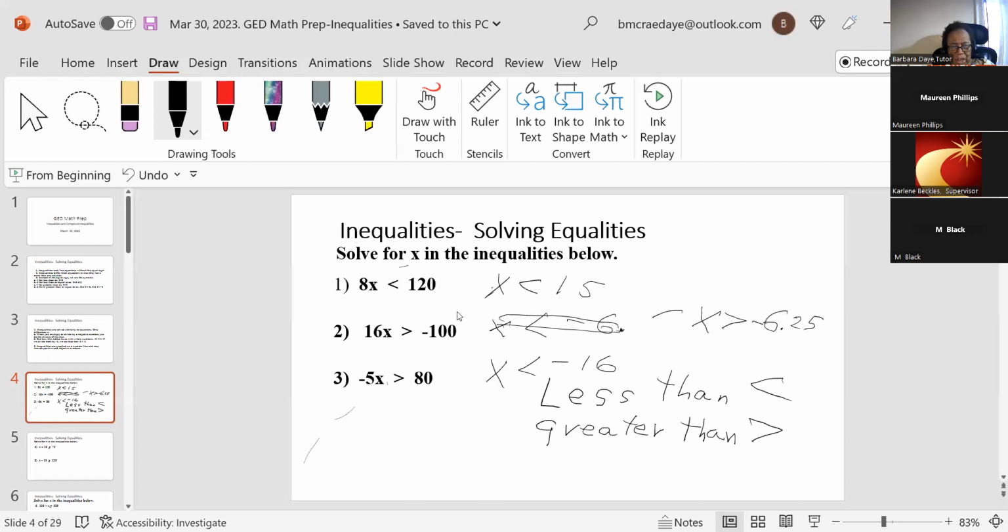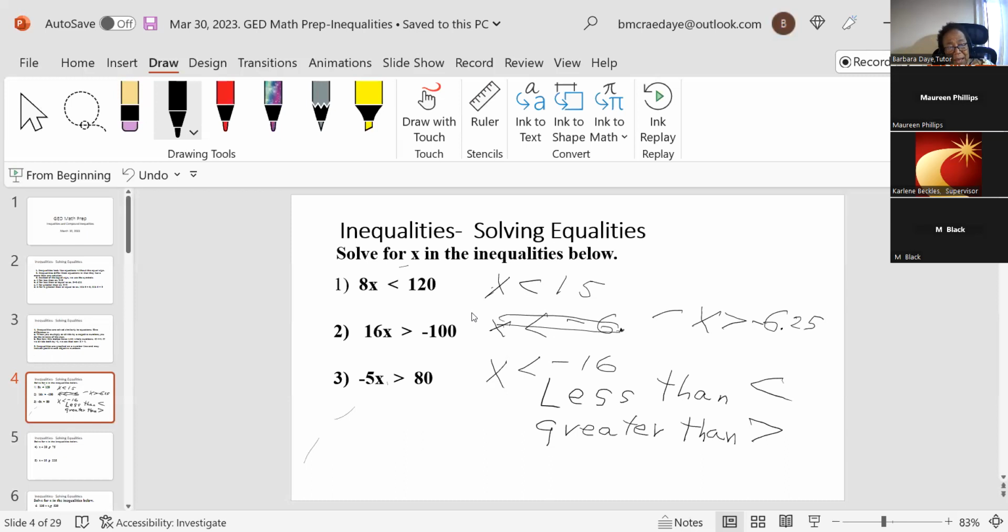Number two is x greater than negative 6.25. Is that what you had? No, she got less than. No, no, no. You're not dividing by negative. Because I flip it again. You divide the negative by a positive. If your divisor is negative you flip; your divisor is positive. 16 is a plus. I'll say you got it right there. She got number 3 right.